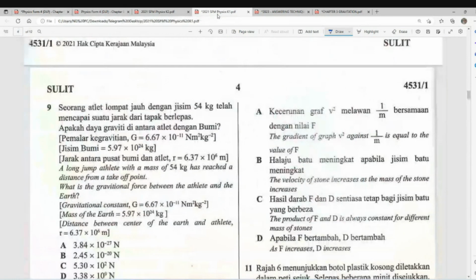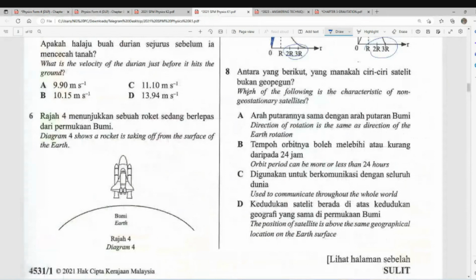So the question here is: which of the following is a characteristic of the non-geostationary satellite? When you read, the orbital period can be more or less than 24 hours. So this is the correct one. The direction of rotation is the same as the direction of the Earth's rotation. For the non-geostationary satellite, it is not necessarily the same direction, so this one is wrong.